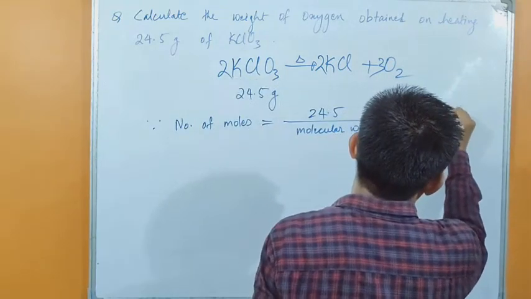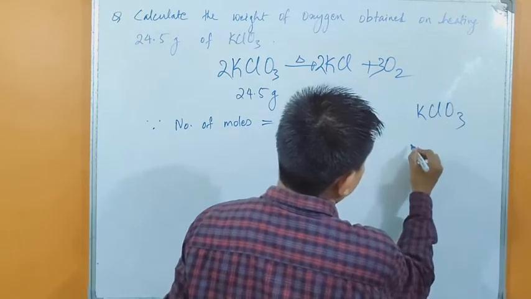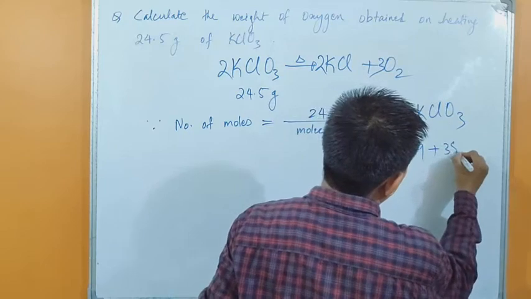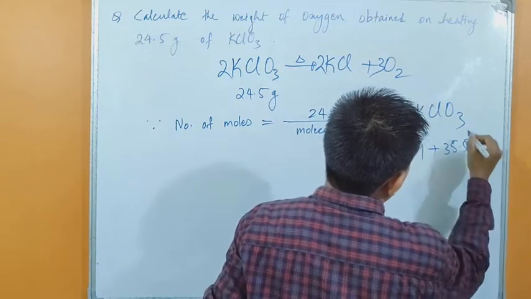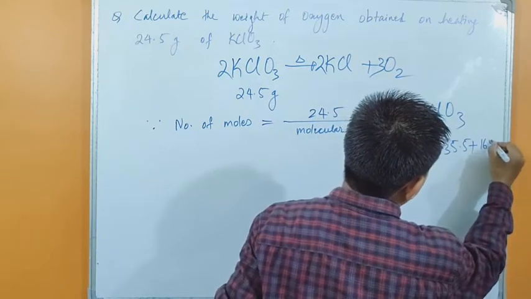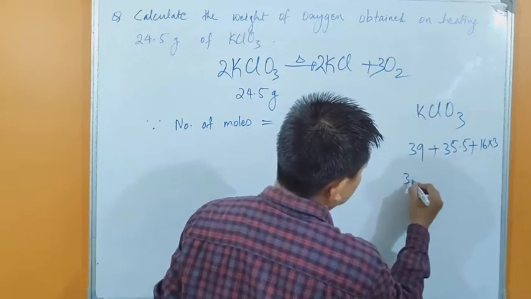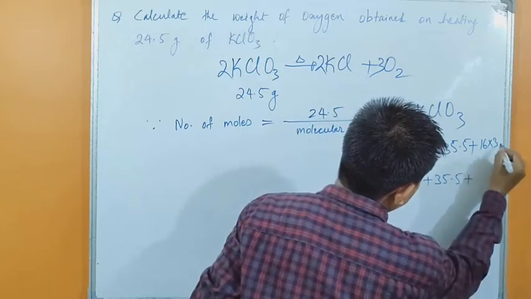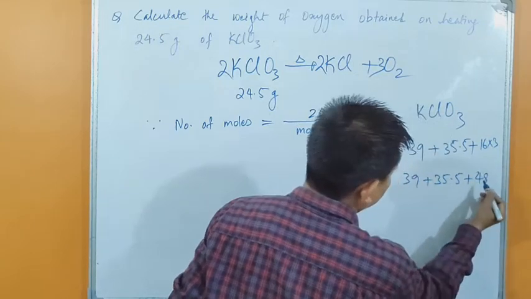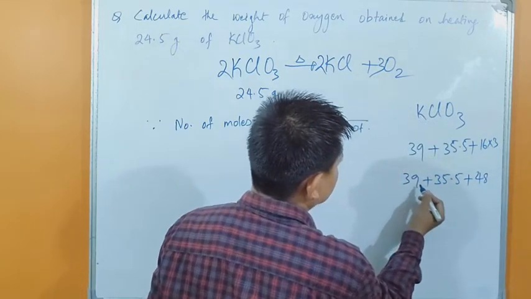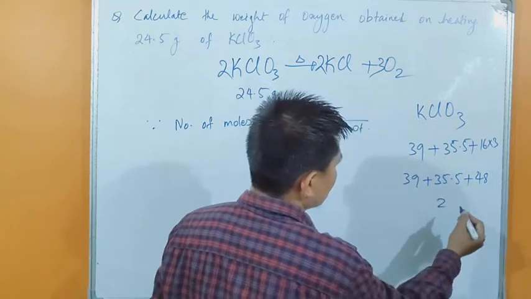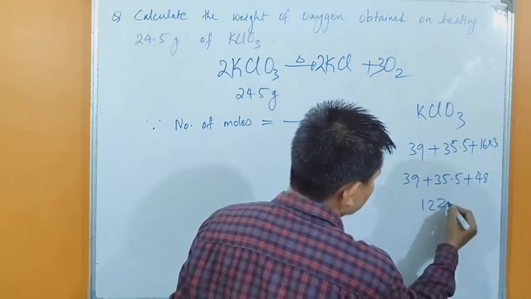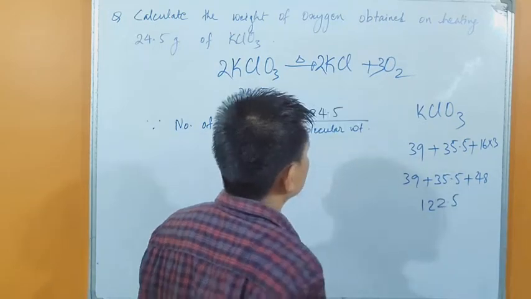KClO3 means potassium (39) plus chlorine (35.5) plus oxygen (16) into 3, isn't it? So 39 plus 35.5 plus 16 times 3, which is 48. Let's add up. 8 plus 5 is 13, 13 plus 9 is 22, 4 plus 3 is 7, 7 plus 3 is 10, 11, 12, 122.5. Here comes 122.5.